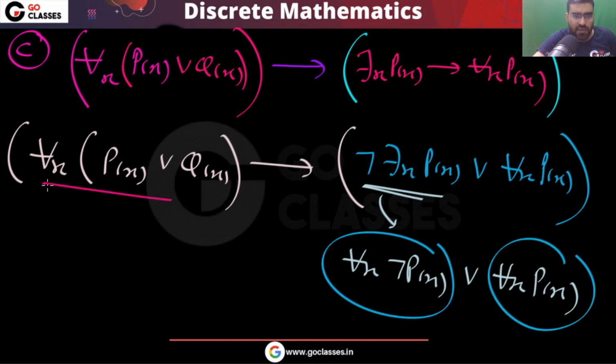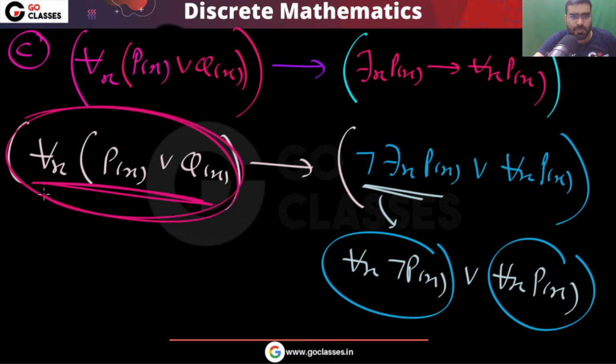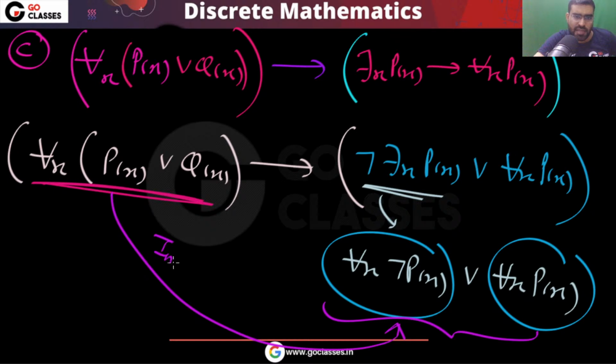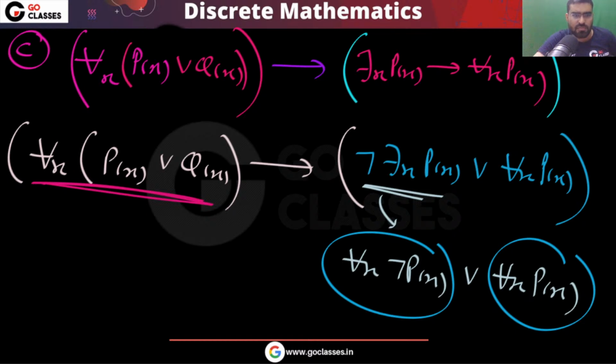So tell me, if everyone has P or Q, then can I say either everyone has P or no one has P? Can I say this? Simple question: is this valid? This is definitely invalid, right? Why is this invalid? What is the reason?